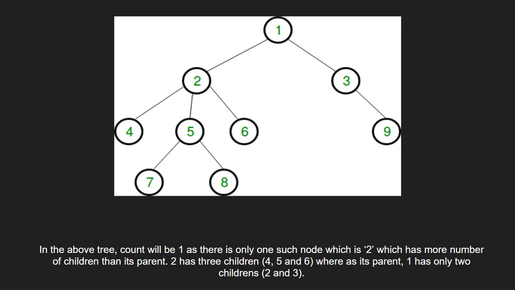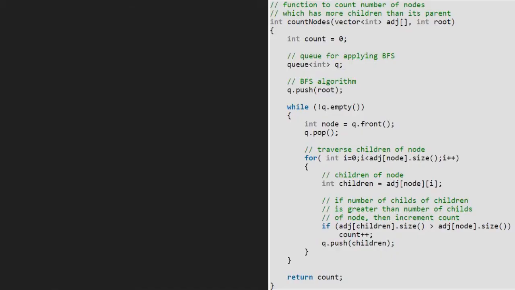So, for any node say U, the number of children of this node can be given as adj[U].size. Now, the idea is to apply BFS on the given tree, and while traversing the children of a node U, say V, we will simply check if the adjacency list of V's size is greater than the adjacency list of U's size. Now, let us have a look at the algorithm.